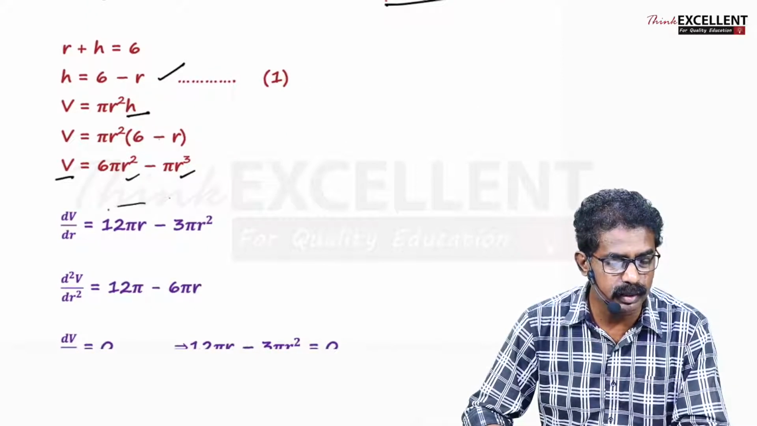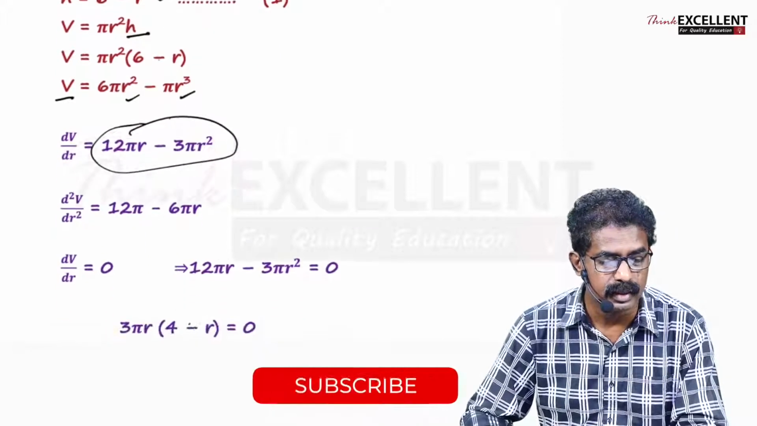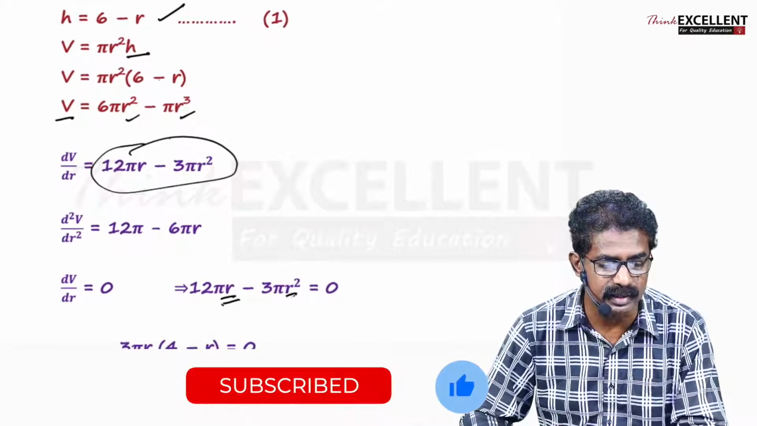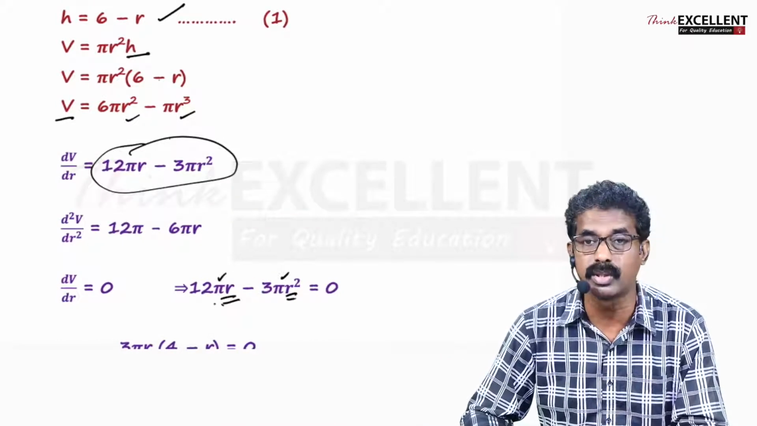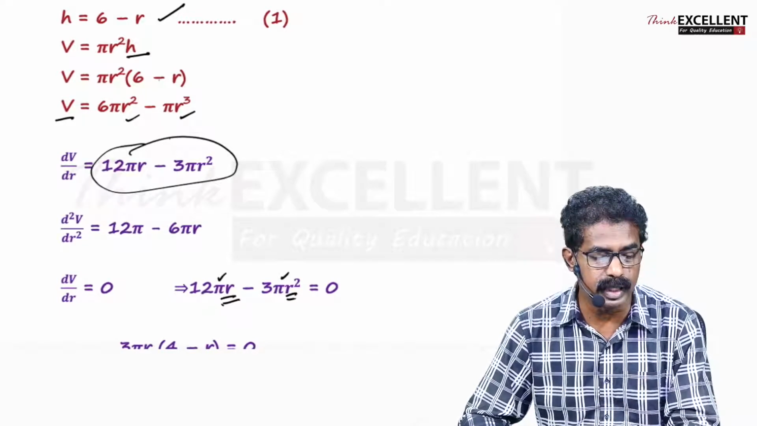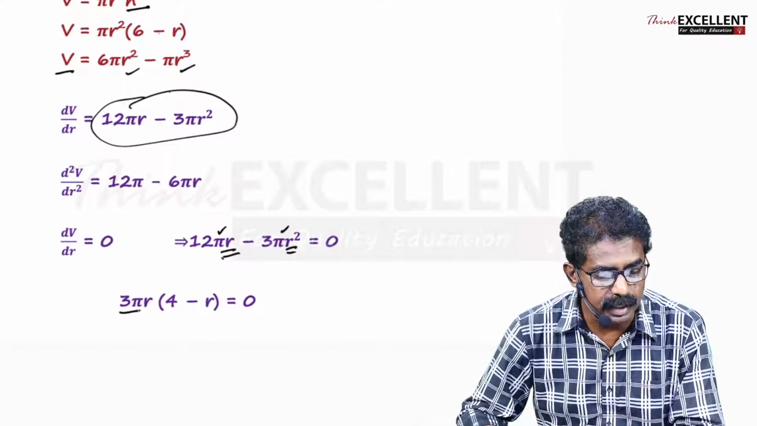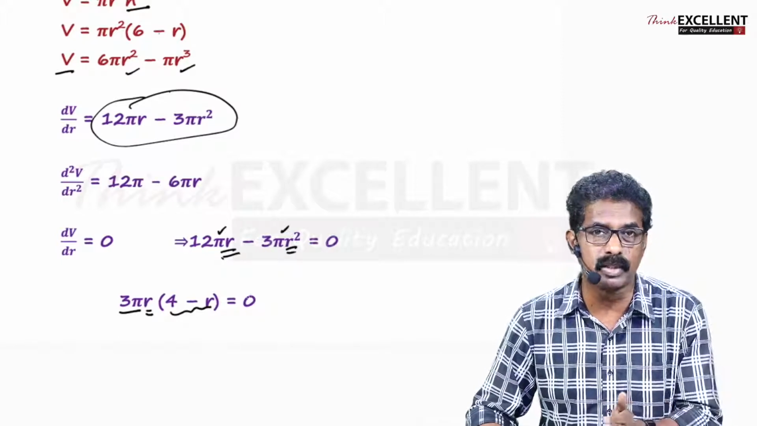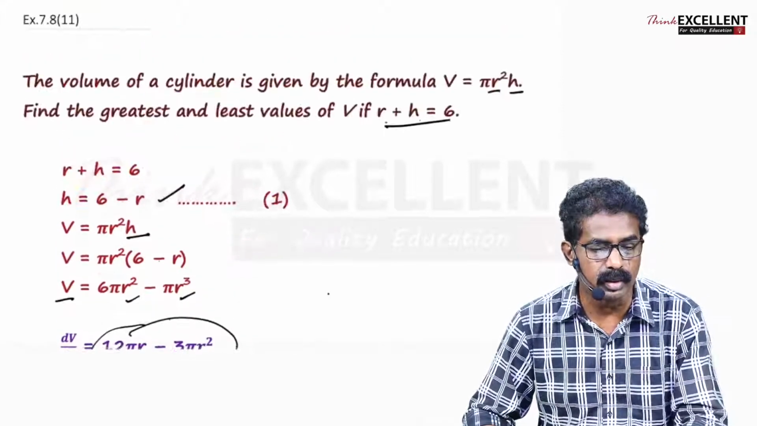Equate the first derivative with 0. Take the negative term to the right side. Here r is common, so you can factorize it. Pi is common, r is common, 3 is also common. So 3 pi r you take outside. You are getting 4 minus r equal to 0. 3 pi cannot be 0, so either r equal to 0 or 4 minus r equals 0, which means r equal to 4. Either r equal to 0 or r equal to 4.